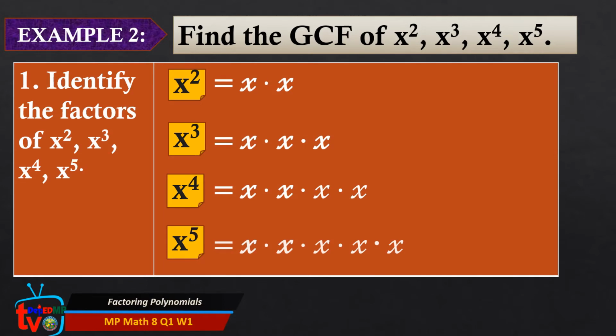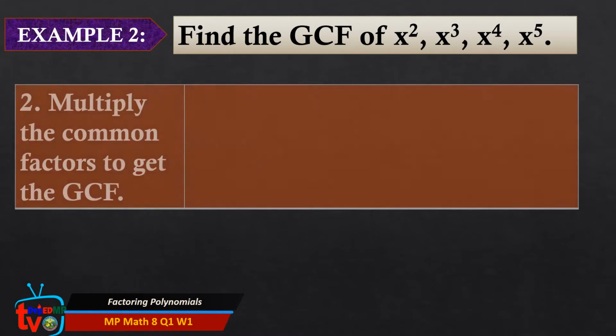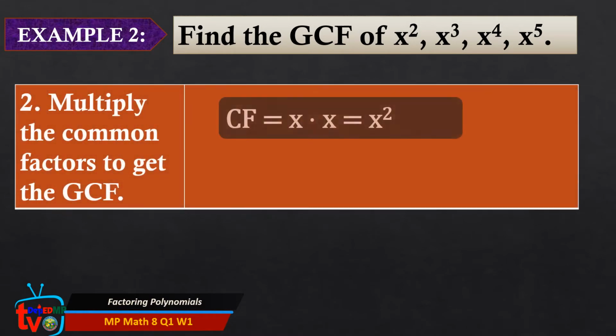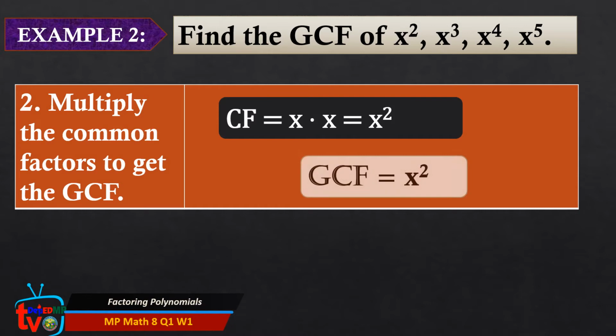Now we are going to get the common factor of the four expressions, which is x and then another x. So to get the greatest common factor, we are going to multiply the common factors. Multiplying x and x, we have x squared, which is now the greatest common factor.